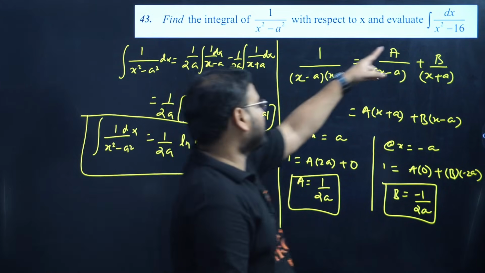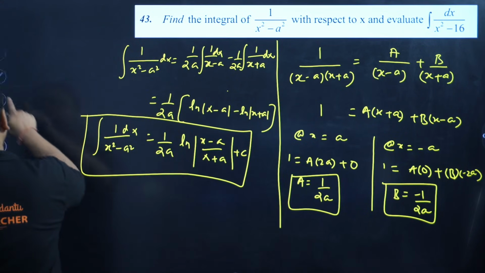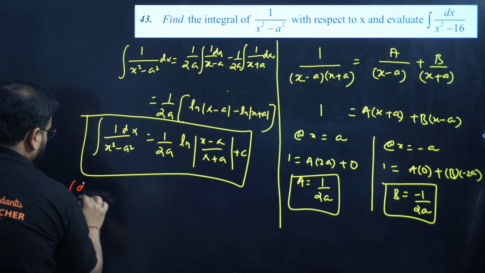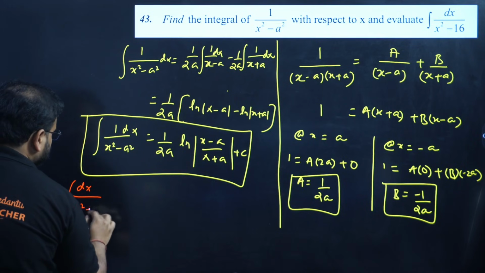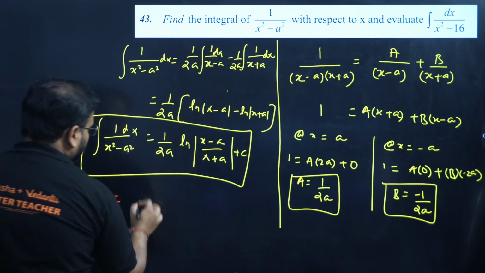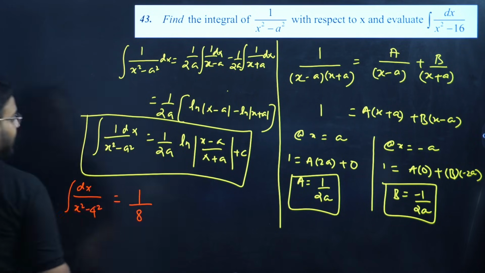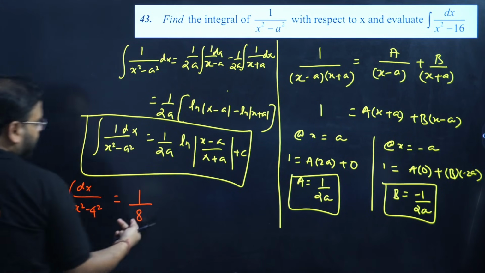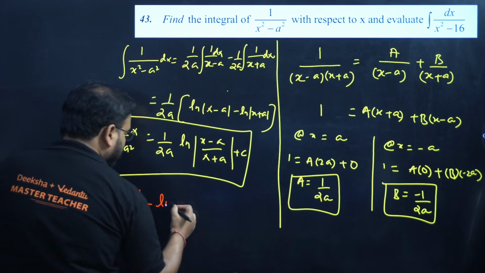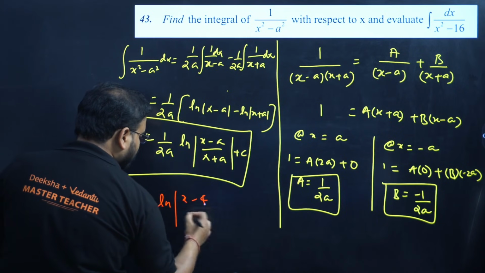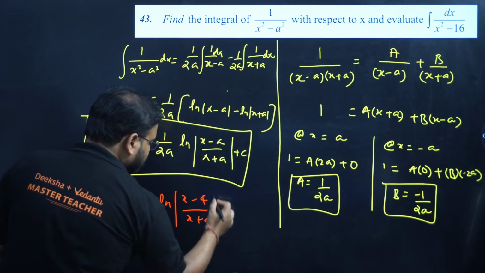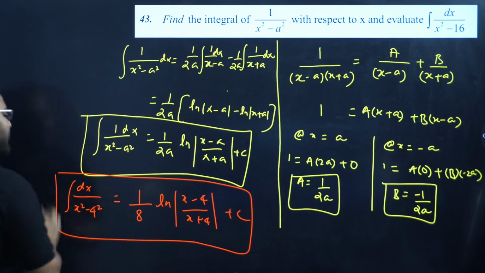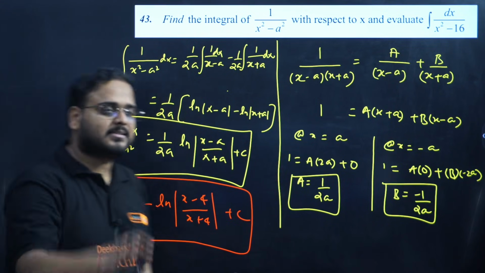In this question, you check what we have in this given problem: integration of dx upon x square minus 4 square. So you'll have 1 upon 2a, which means 1 upon 8. What is 4 square? That is 16. So 1 upon 2 into 4 will be 8, ln of x minus 4 upon x plus 4 plus the constant c. A 5 marker. Yes, done.